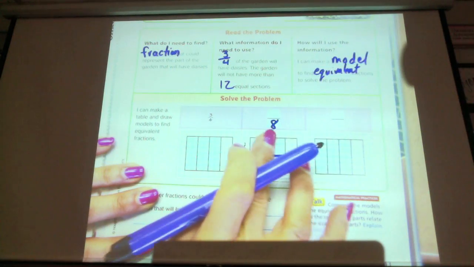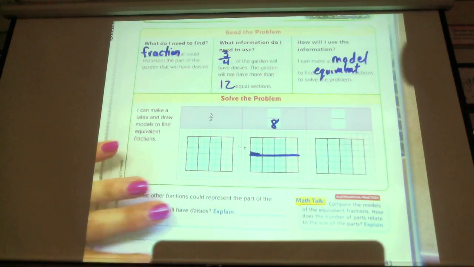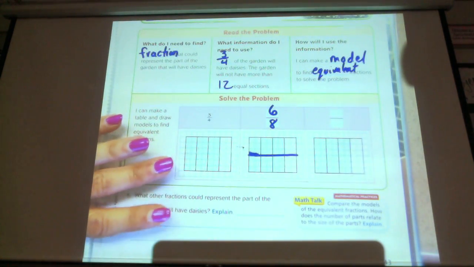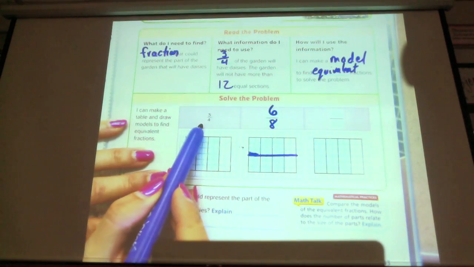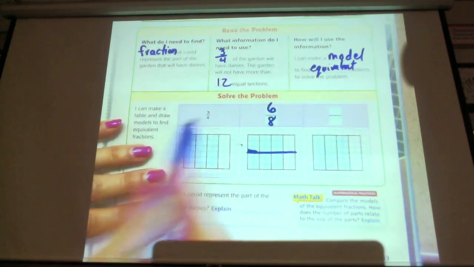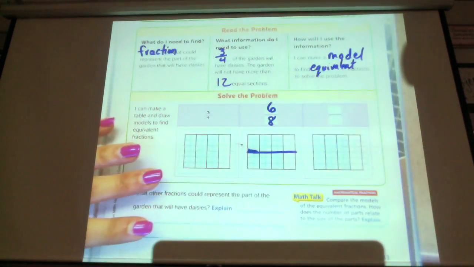No. Think, stop. Don't just yell out. Count them and raise your hand. How many of those sections are shaded, Sophia? 6. Now, knowing what you know about equivalent fractions, can you see from here to here, is it an equivalent fraction? Yes, it is, because 4 times 2 equals 8, and 3 times 2 equals 6.